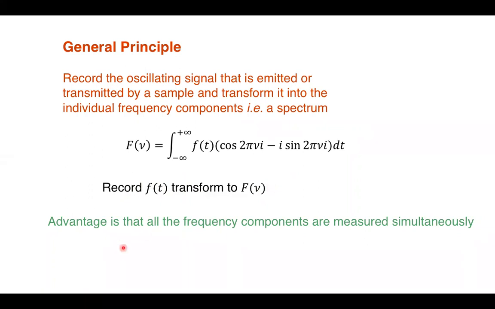And so the advantage of this is that all the frequency components are measured simultaneously. So because we're measuring the waveform, there's no need to measure individual wavelengths, because we can just measure everything in the waveform at one time and then convert that directly into our frequency spectrum, which gives us a great deal of power in our ability to measure things quickly and do things like kinetic studies.